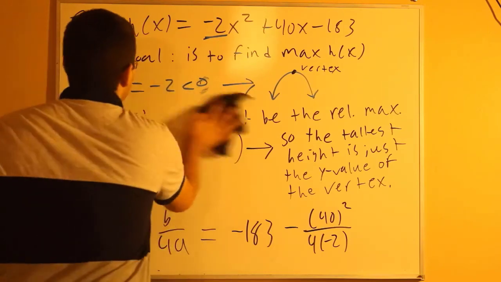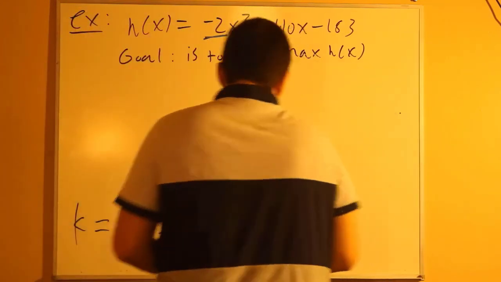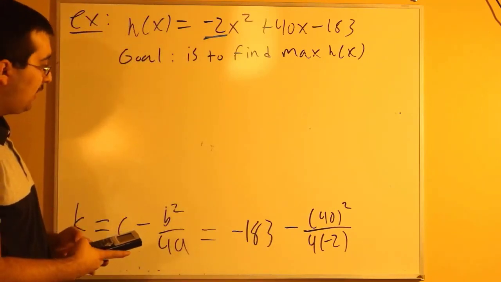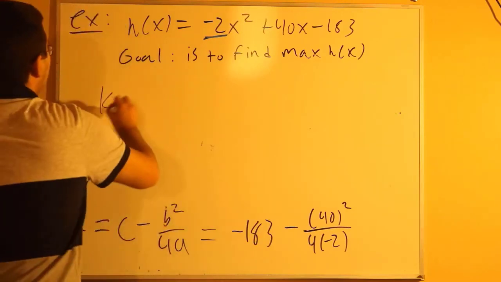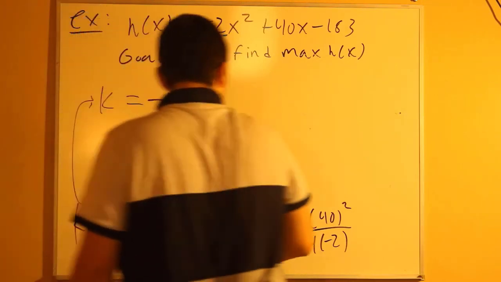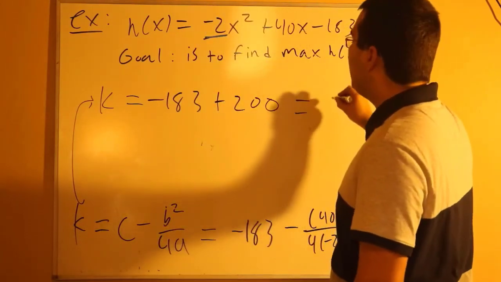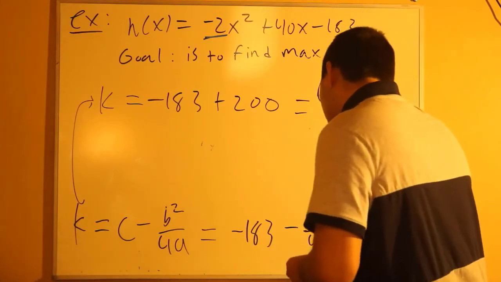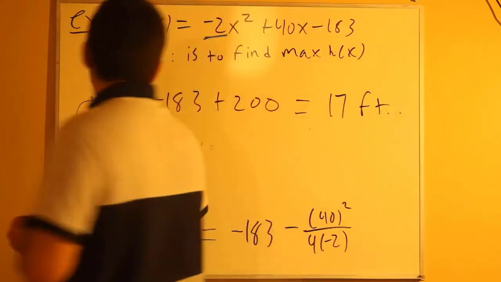Alright. Calculating that number, because I'm not going to do that in my head, 40 squared divided by 8. So we're going to end up with k equals minus 183 plus 200. So we get that k equals 17. And I don't know if I mentioned it in the problem, but we'll go ahead and assume that our units of measurement are feet. So 17 feet.